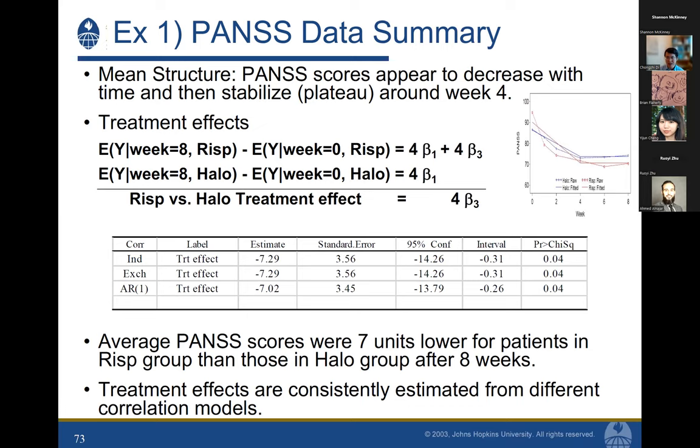Okay, so at this point, we are almost done with this analysis, right? For the mean structure, even though it's probably not a perfect model, it seems like a reasonable compromise: generally speaking, the PANSS score appears to decrease with time and then stabilize or plateau around week four. And then sometimes treatment effects are defined by looking at the beginning and the end of the trial, like pre-treatment at baseline, week zero, or post-treatment at week eight, right?